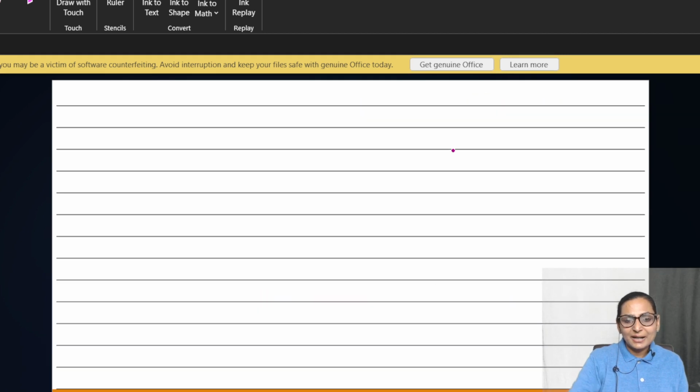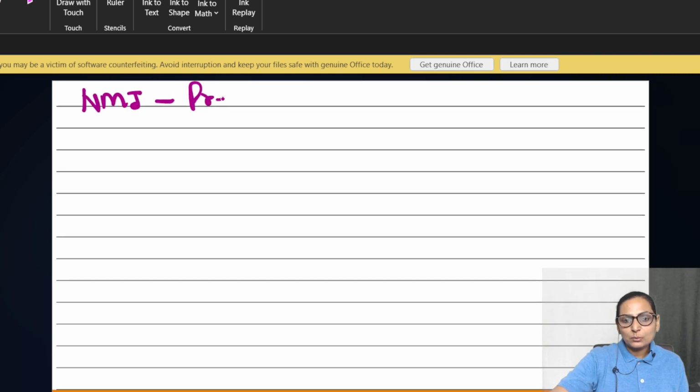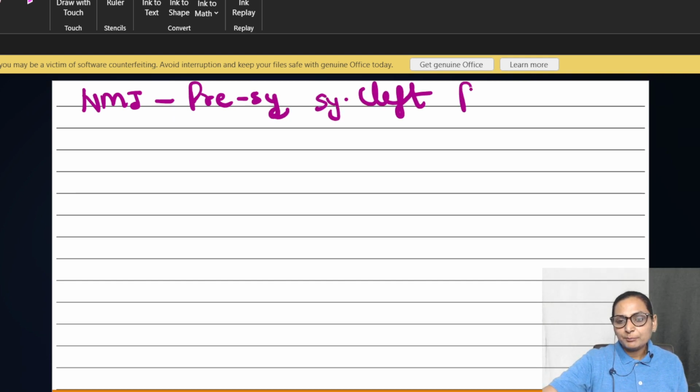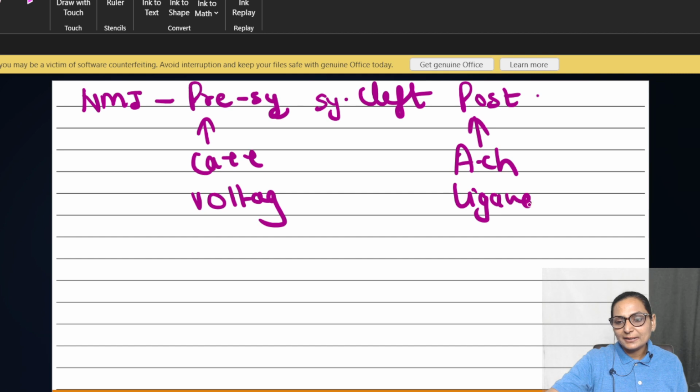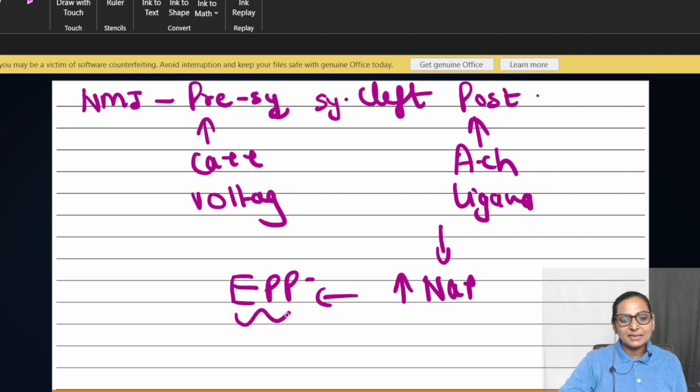We can just summarize this. So NMJ has the presynaptic side, then the synaptic cleft, then the postsynaptic membrane. Here are your calcium channels, here are your acetylcholine channels. These are voltage gated, these are ligand gated. This will increase the permeability to sodium and develop an EPP, that is the end plate potential. Now if you enter every detail you can get a 2 marks BAQ.